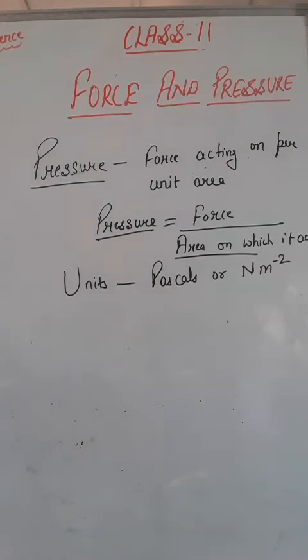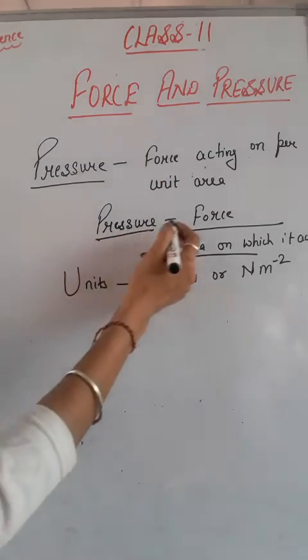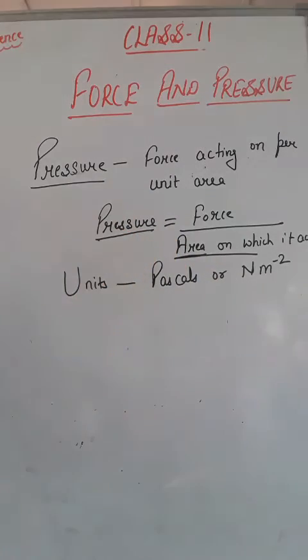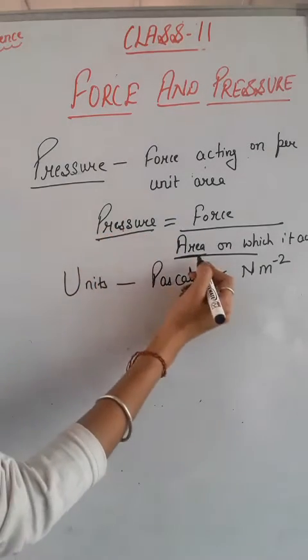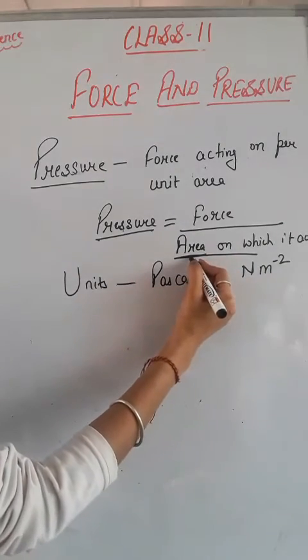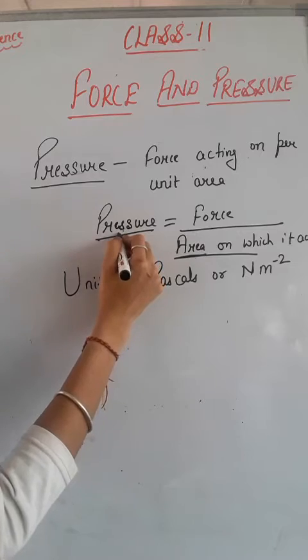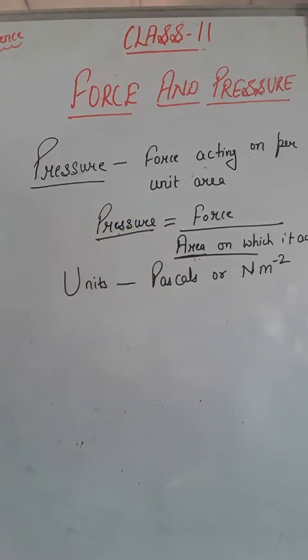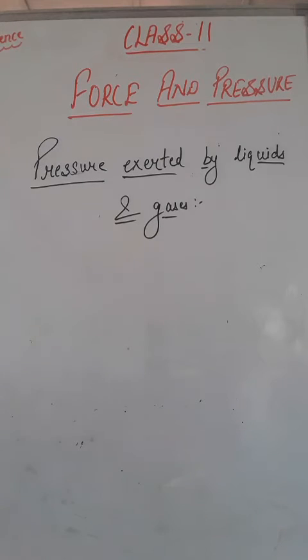It can also be understood by this formula, that is pressure is equal to force upon area. This is the surface area on which the pressure is exerted. So we know that pressure and surface area are inversely proportional. The larger the surface area, the lesser the pressure exerted, and the less the surface area, the more the pressure exerted. Now next is pressure exerted by liquids and gases.